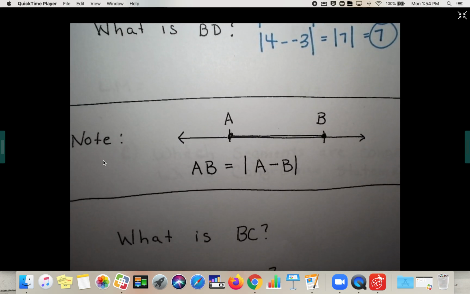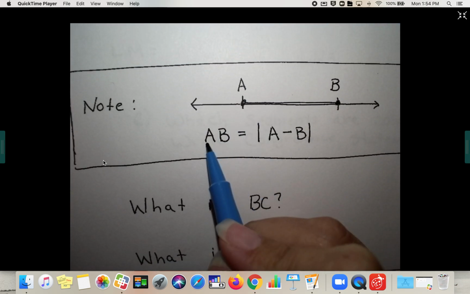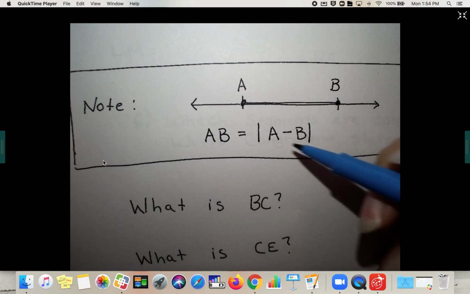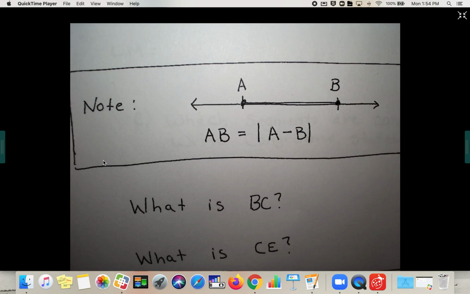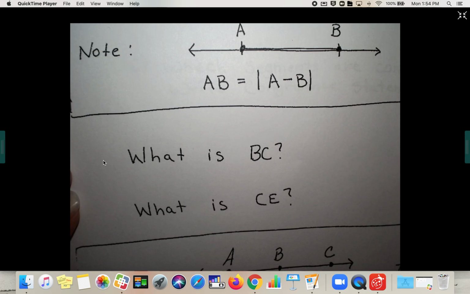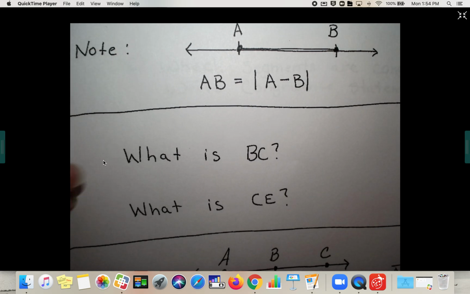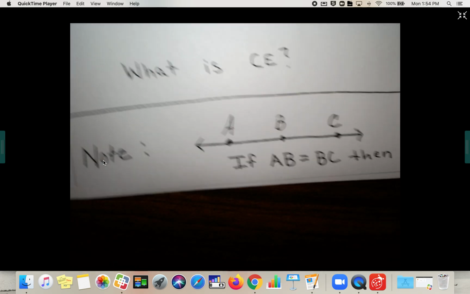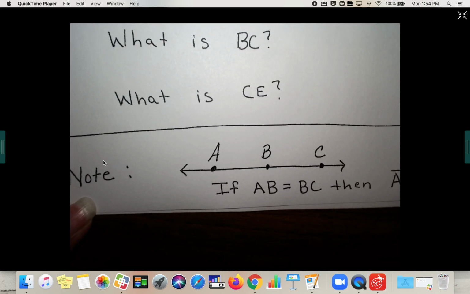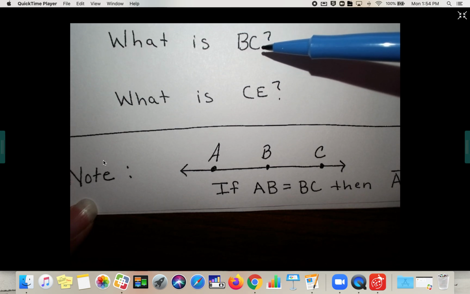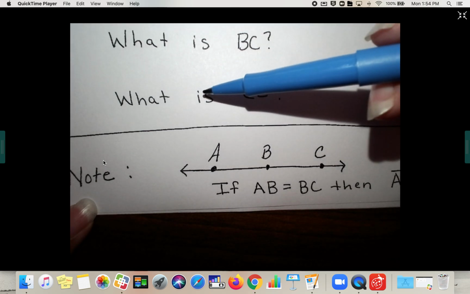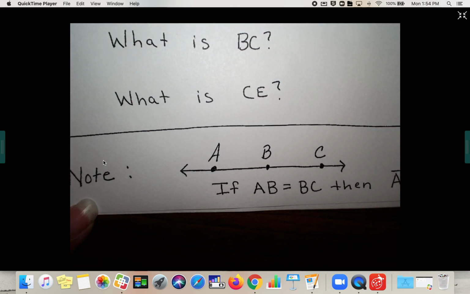Okay, so let's look now at the length of AB. So from A to B, it's the absolute value of subtracting the two. So let's take a look now at what is the distance of BC. Let's look below. There you go. What is the distance from B to C? So the distance from B to C is here. What is the distance from C to E? That would be on the next one.